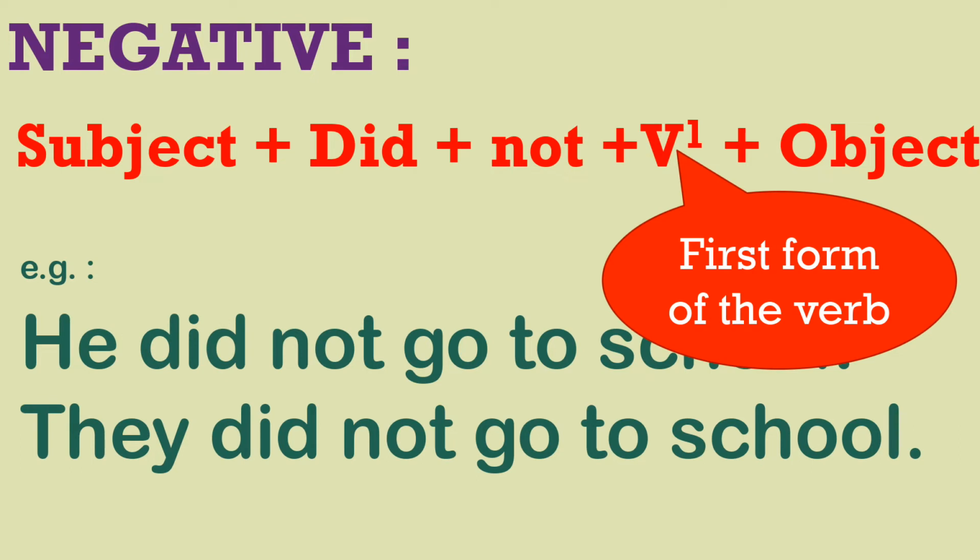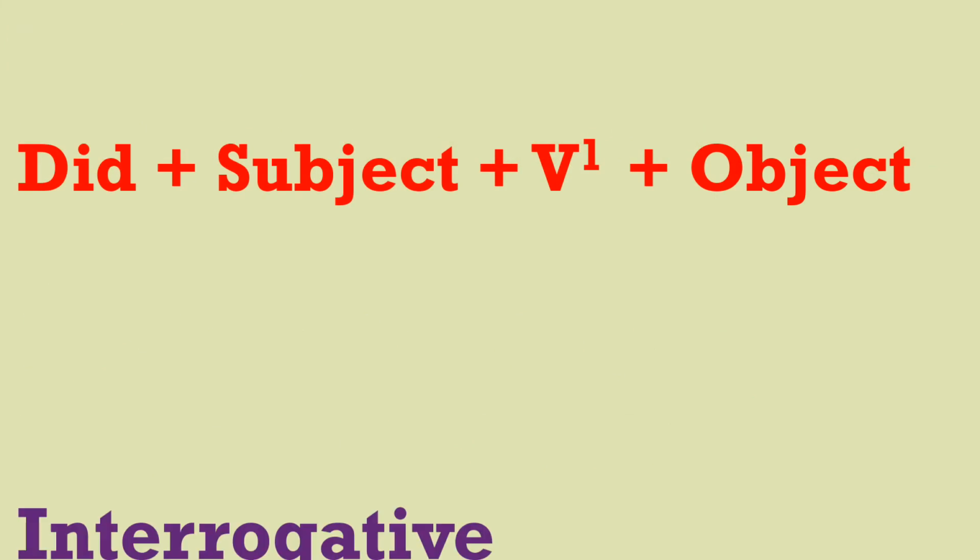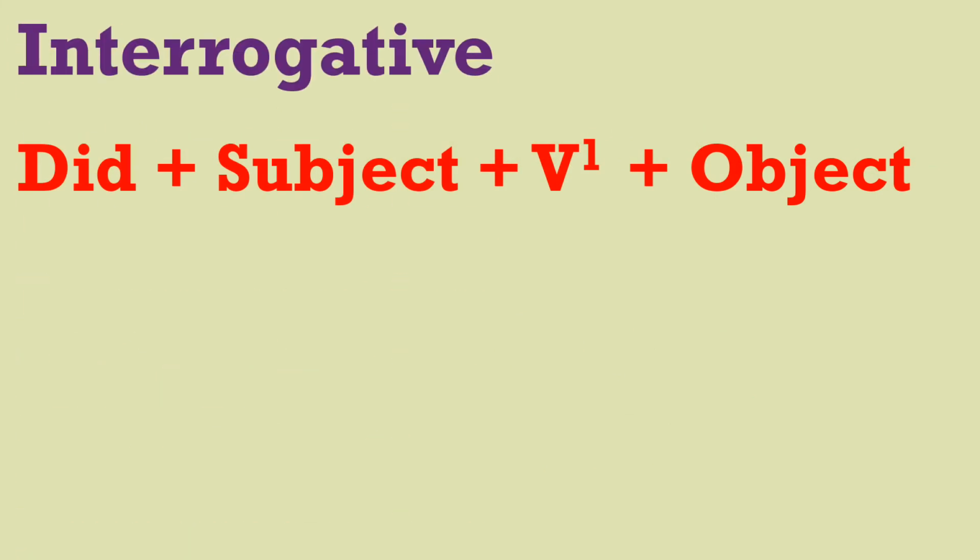Even whenever you write do or does, that time also you write the first form of the verb. So do or does you use in simple present tense, and did you use in simple past tense as a helping verb. He did not go to school. They did not go to school. Now in interrogative, the same helping verb did will be written before the subject, and again the first form of the verb. See the example.